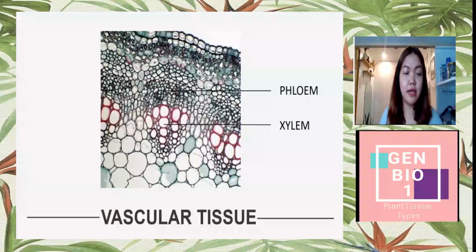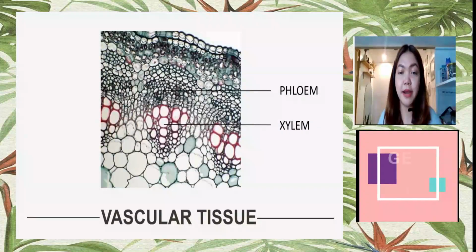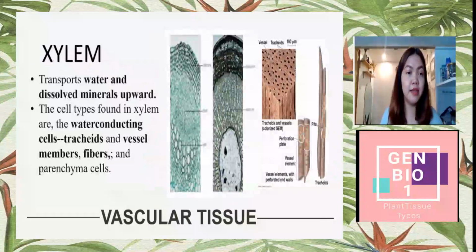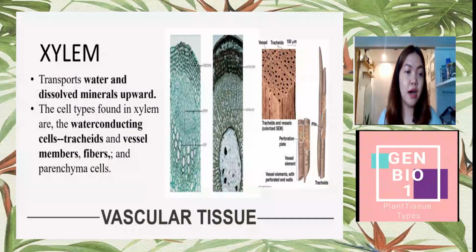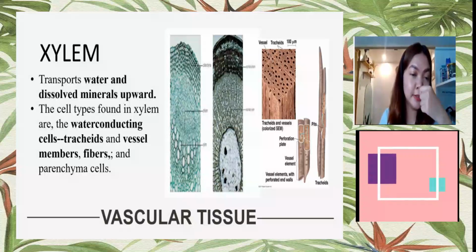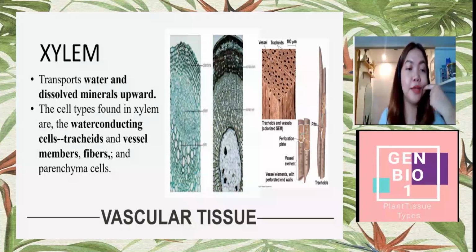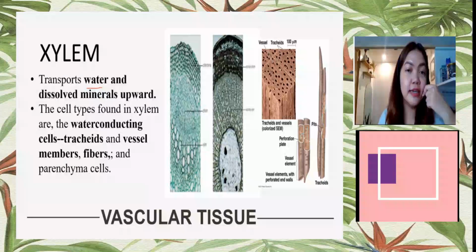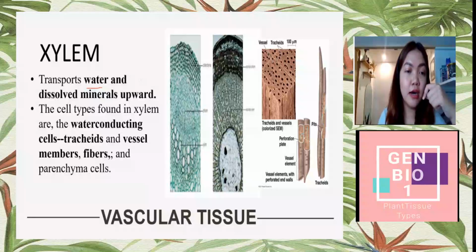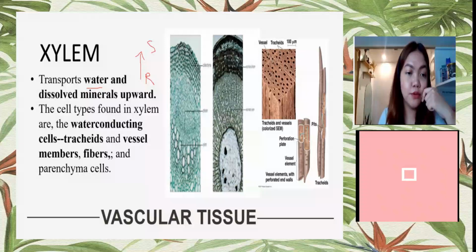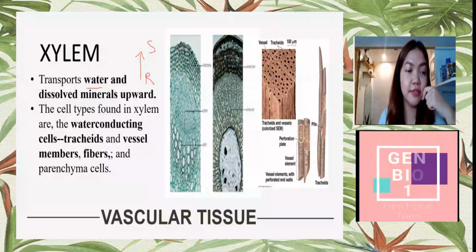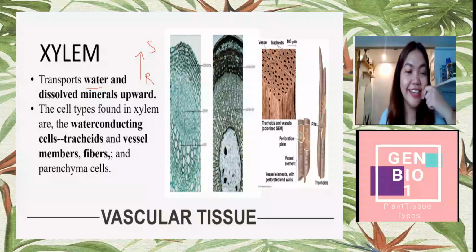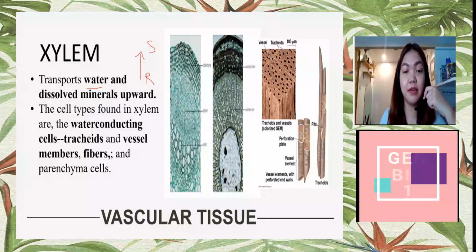Okay, so now let's go to your vascular tissues composed primarily of your phloem and your xylem. Let's start with your xylem. So it transports water and dissolved minerals upward. So always upward. So remember that your water is absorbed by your root. And since it is from your root, the transport of that is always upward from root to shoot. Okay, so these are the cell types found in xylem. We have the water conducting cells, which are your tracheids and vessel members, fibers, and parenchyma cells.